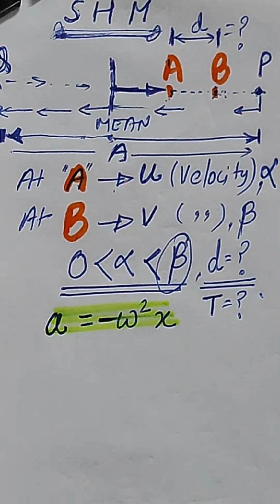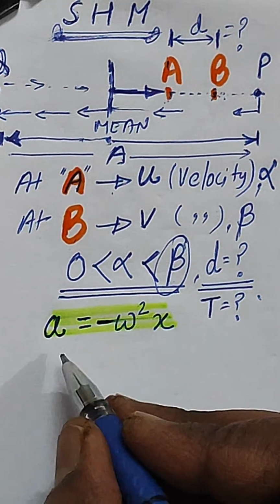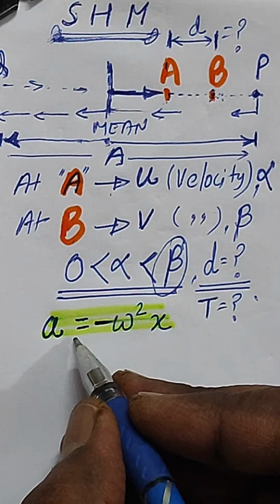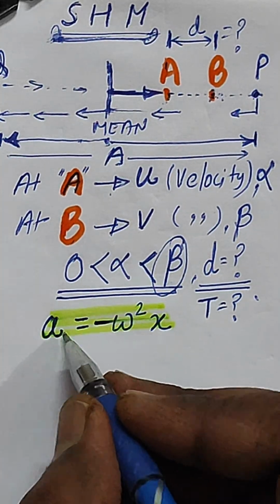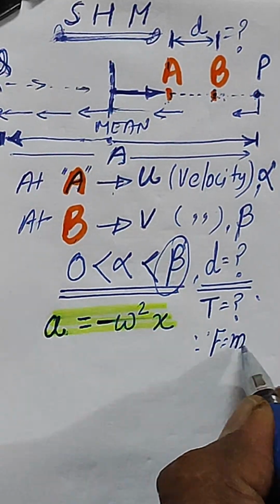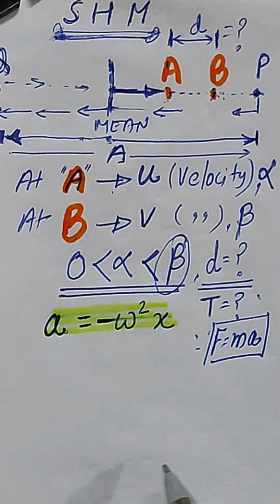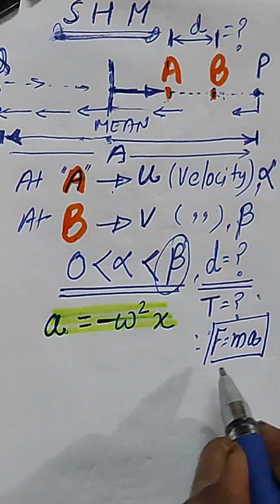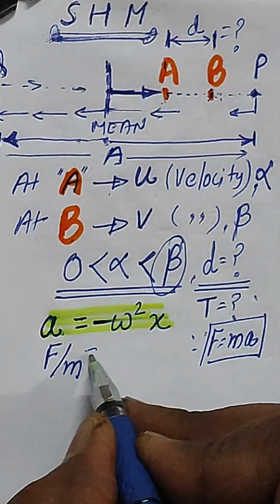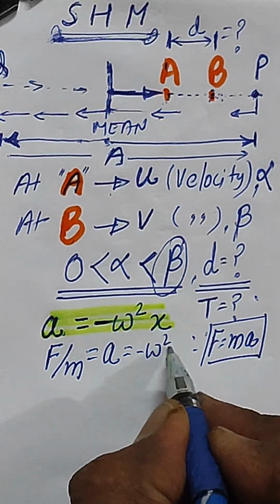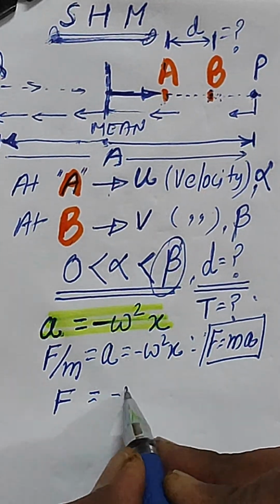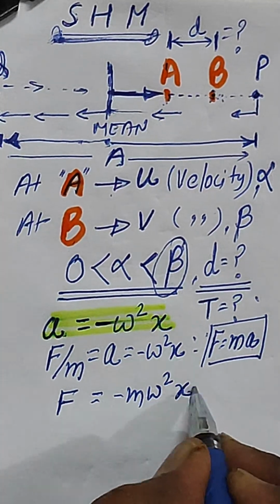Now from here we know that if we put the value of A equal to f by m, since f equal to ma, then from here we can write A equal to f by m. So let us write f by m, which is equal to A, which is equal to minus omega square x. So this will give you the value of f as equal to minus m omega square x.